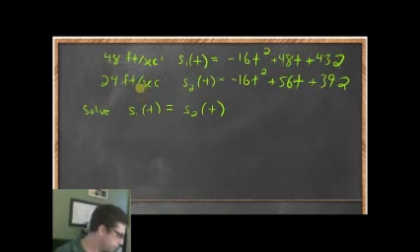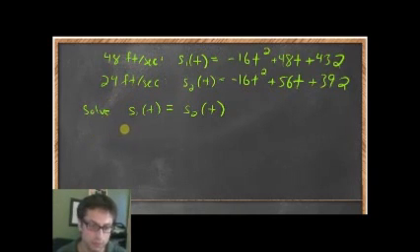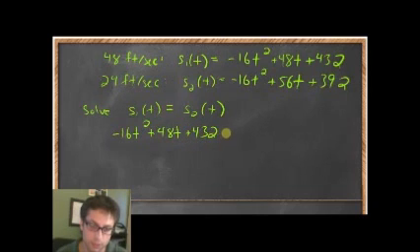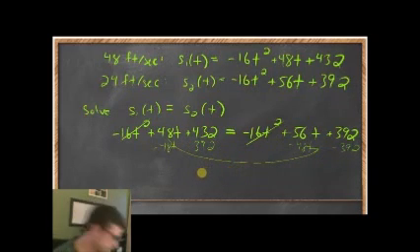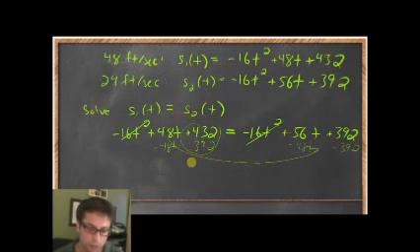Okay, so we're going to set the two functions equal to each other, and then we'll solve for t. So we get negative 16t squared plus 48t plus 432 equals negative 16t squared plus 56t plus 392. The negative 16t squareds are going to cancel. I'm going to bring the 48t over, so subtract 48t, and then subtract 392 and bring that over. So when you subtract these two, you're going to get 40 equals 8t. So when you solve, you'll get t equals 5.